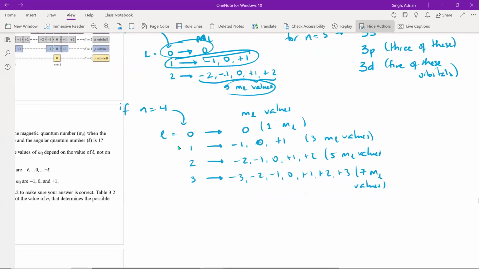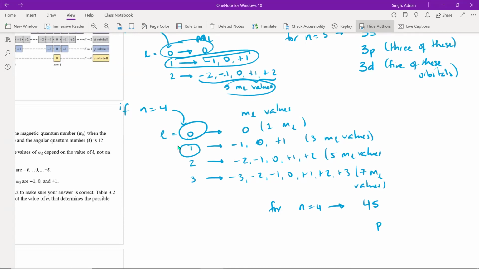And then finally, for n equals 4, we always have L equals 0. So this would be an s orbital. We just have one of them, and that would be the fourth, or the 4s. We also have L equals 1, that's a P.